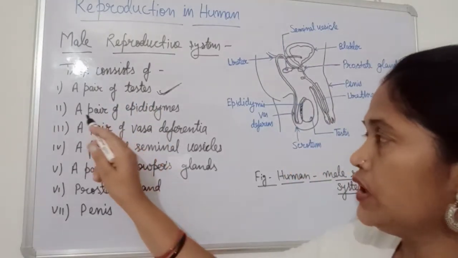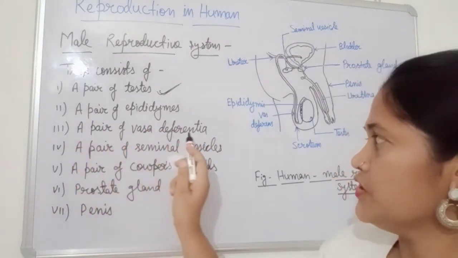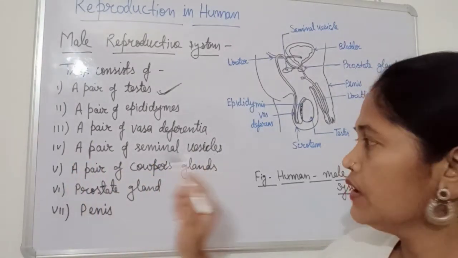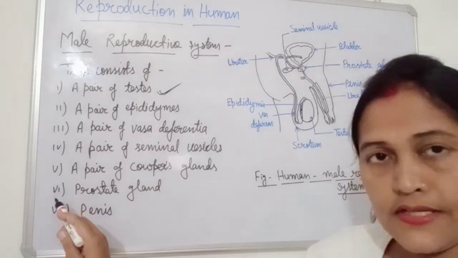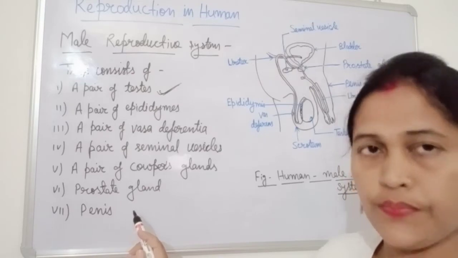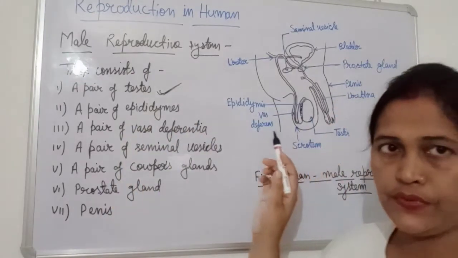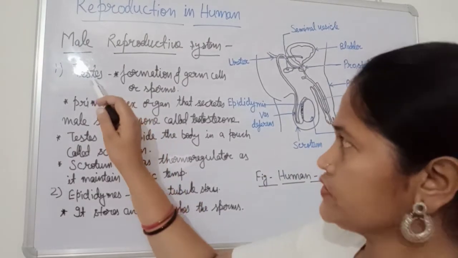So what are the remaining ones? A pair of epididymes, next a pair of vas-deferentia, fourth a pair of seminal vesicles, fifth a pair of Cowper's glands, sixth the prostate gland, and seventh the penis, one penis. So I will explain all of this with the help of the diagram. Let us see the testis.